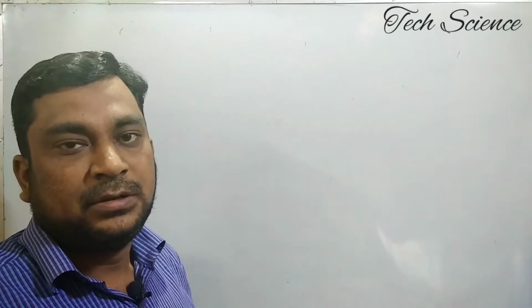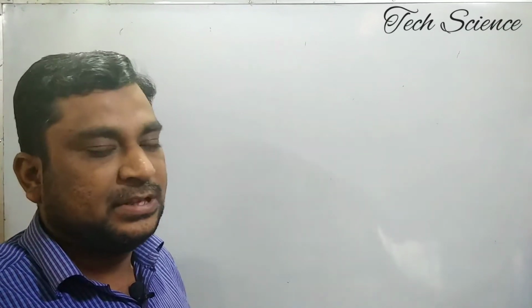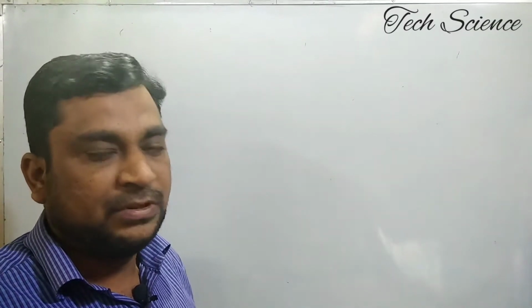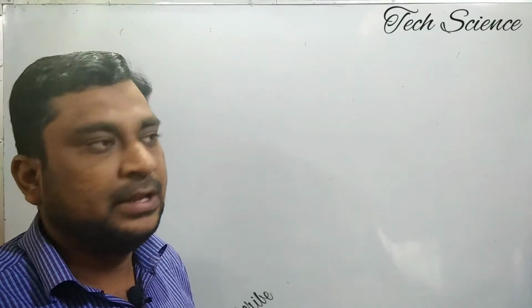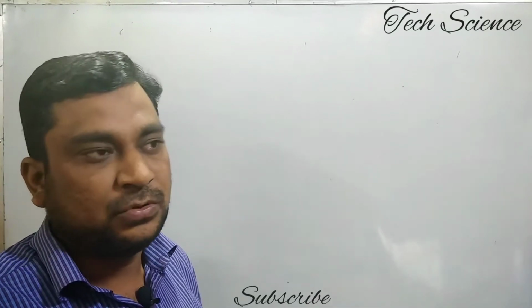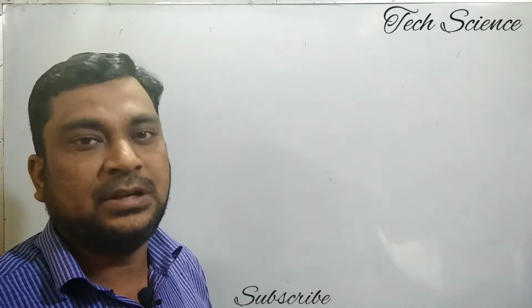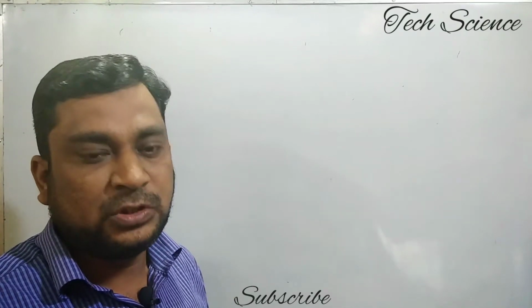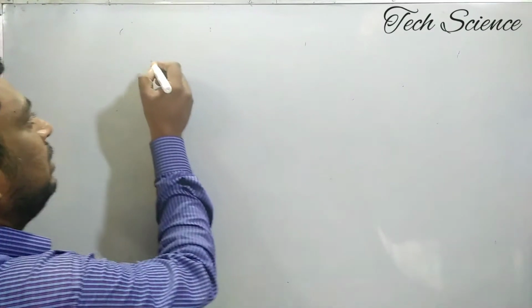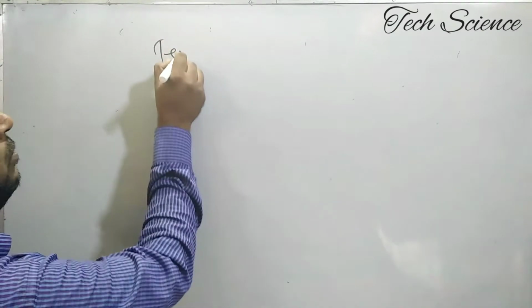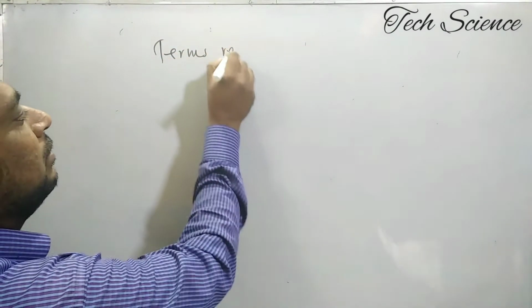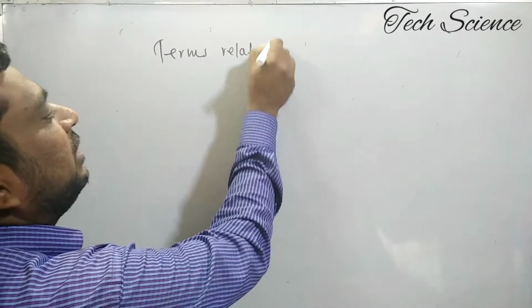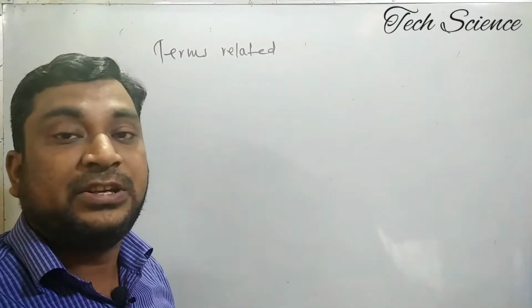Hi guys, today we are discussing a new point in science. The name of the point is the components, or it may be called the terms, related to spherical mirrors. So let's start the point, terms related to spherical mirror. This point is from the chapter called reflection of light.